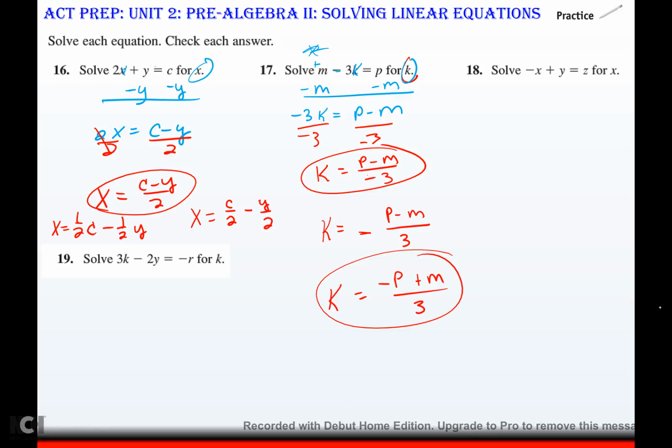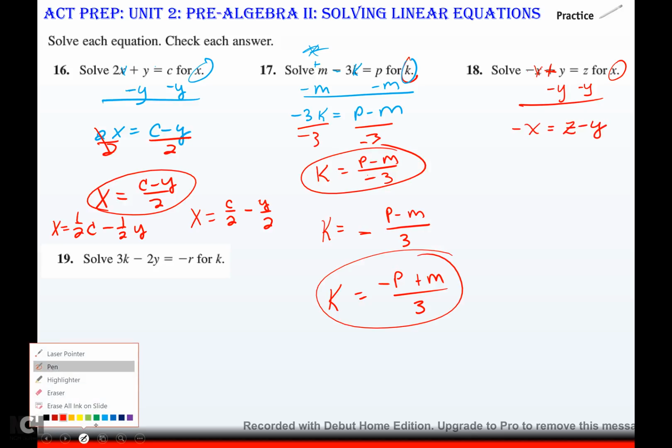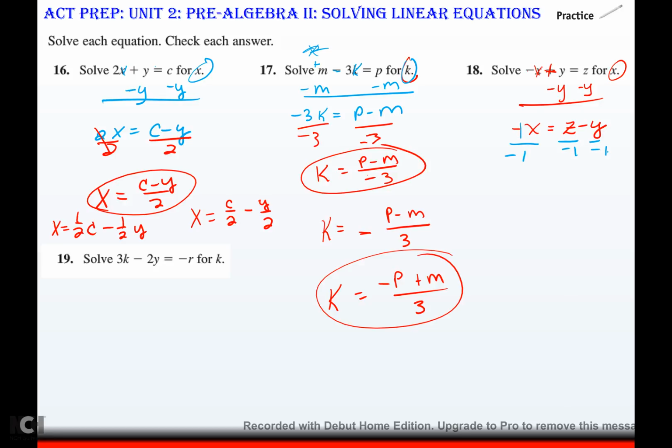Okay. 18, they want me to solve for x. Well, there's my x. They're multiplying by a negative and adding y. I got to undo adding first, so I subtract y. That gives me -x equals z minus y. And again, you're going, but x is alone. Nah, you can't leave a negative. That's like a -1 touching it. So to get rid of the negative, I'm going to divide everything by -1. And I get x equals -z plus y.